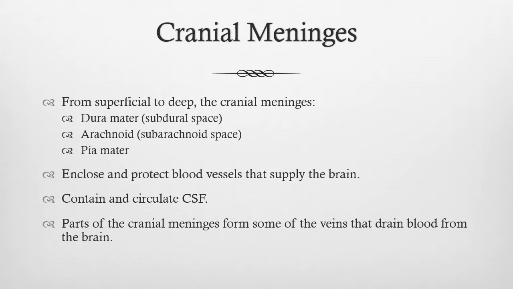So those meninges come in one of three kinds. We either have dura mater, arachnoid mater, or pia mater. And that dura mater is the outermost covering. And then we have the arachnoid mater, and then we have the pia mater.